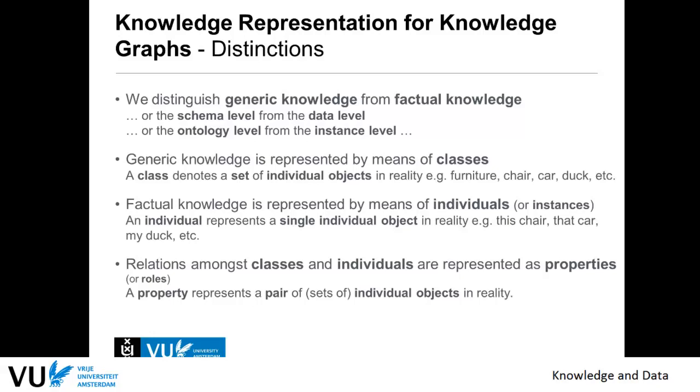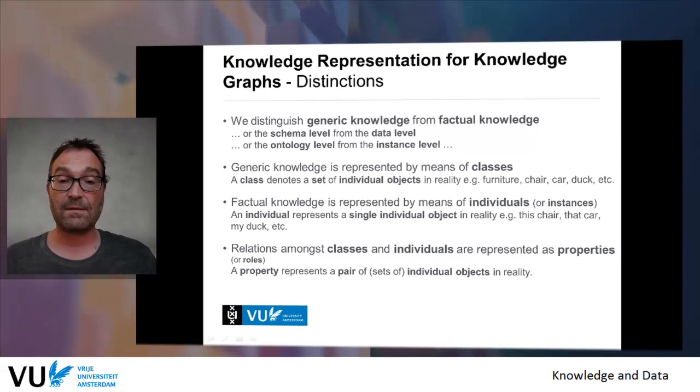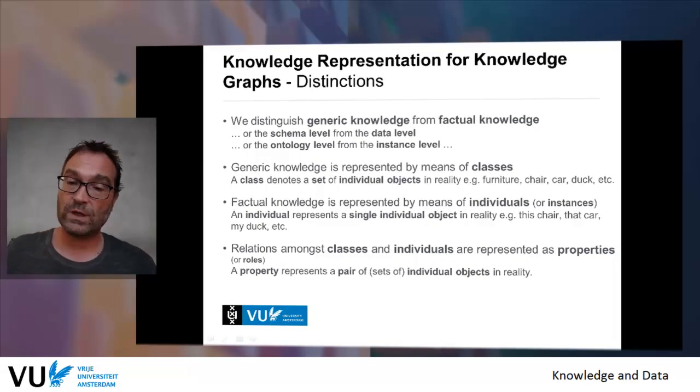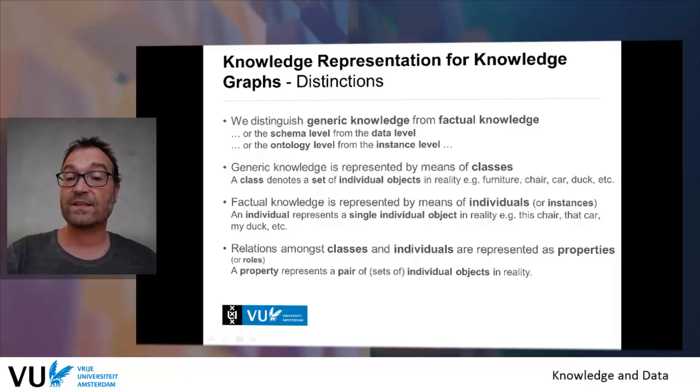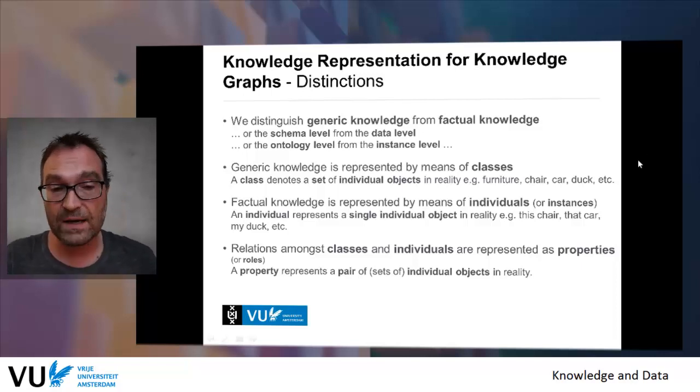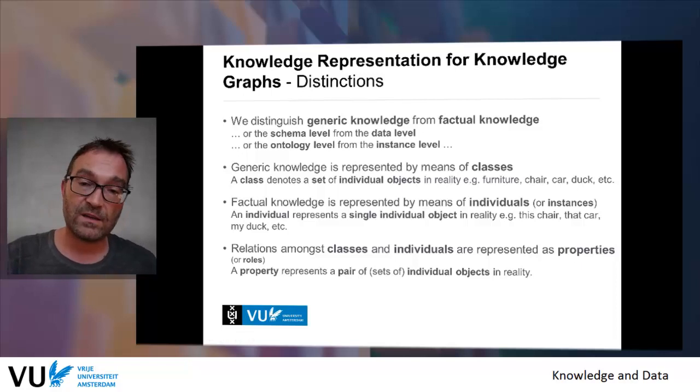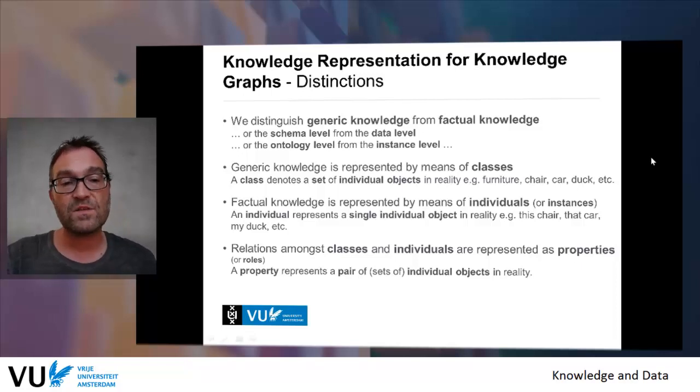Factual knowledge is represented by means of individuals. So an individual might be something, an individual object in reality, a single object. So we look at a specific chair, a specific car, a specific duck, and so forth. And then finally, we have properties that represent pairs of individual objects in reality. And then the question is, what can we say about these relations? What can we say about individual objects and classes? But these are the three main tools of knowledge representation for these specific problems.